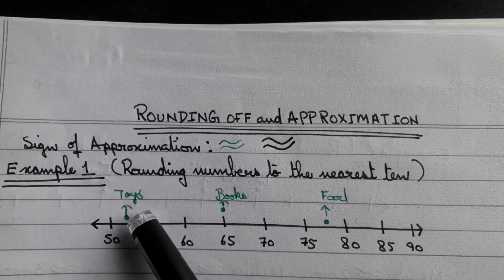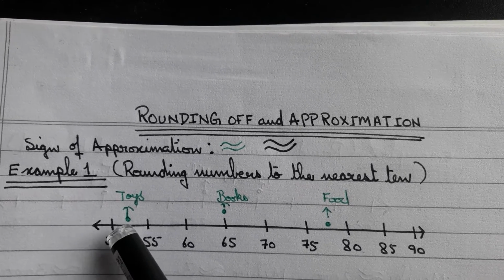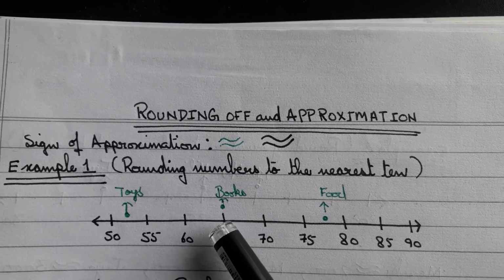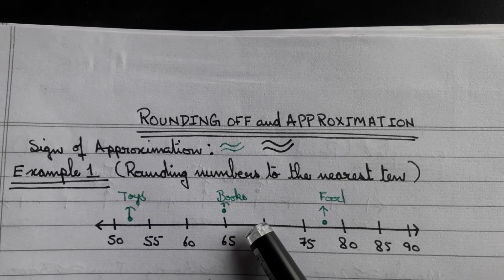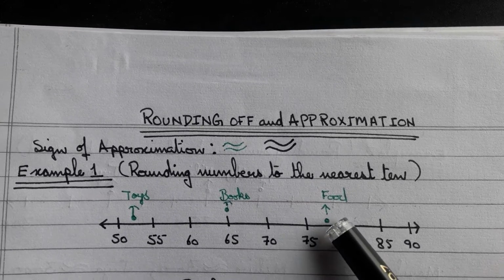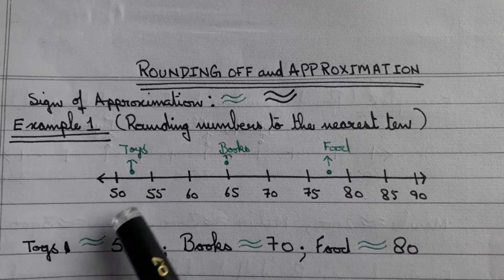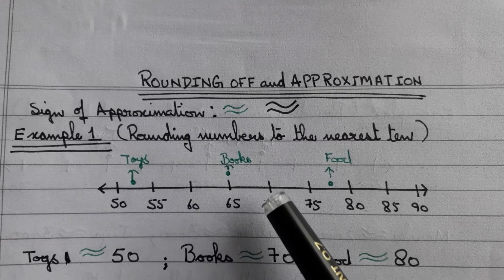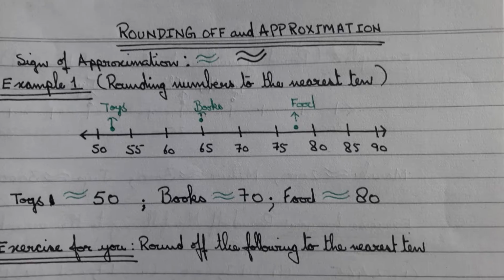So when we try to round them off now, when we look at toys between 50 and 55, so it's less than 55. So the nearest 10 that it will be rounded off to would be 50. So the approximate value of toys will be 50. For the books, it's on 65. So halfway mark goes to the right hand side. So it will go to 70. And food is between 75 and 80, so close to 80. So it will be 80. See, toys 50, it goes to the left hand side, less than 55. Books 70 and food 80. All right.